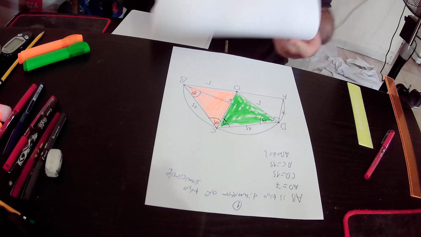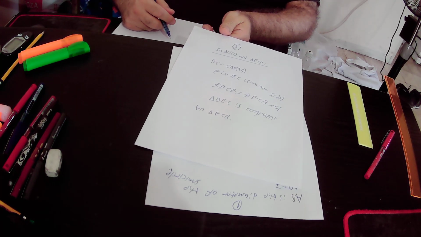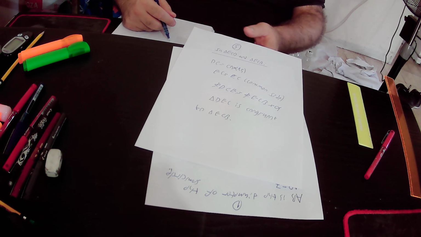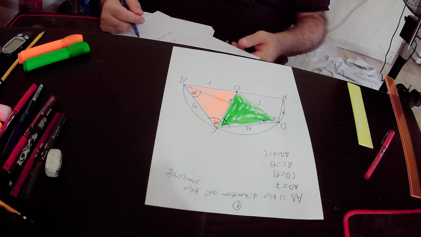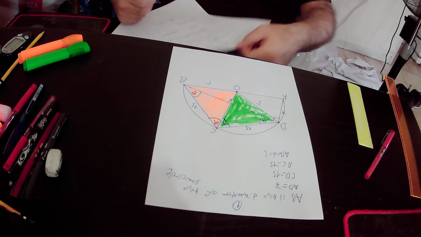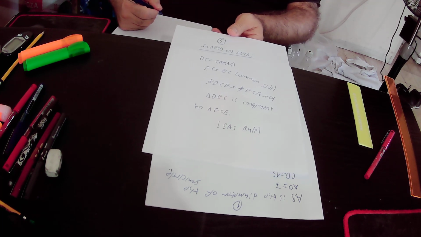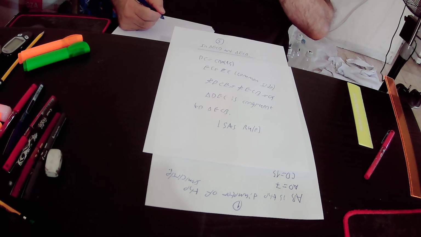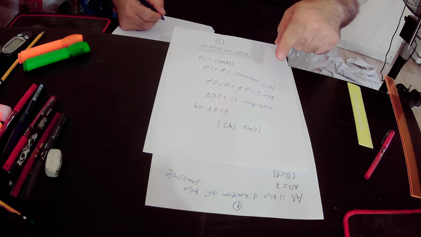Okay, we proved that the green triangle, triangle DEC, is congruent to the orange triangle, triangle ECB, according to the side-angle-side rule. The green triangle DEC is congruent to the orange triangle ECB, according to the side-angle-side rule.